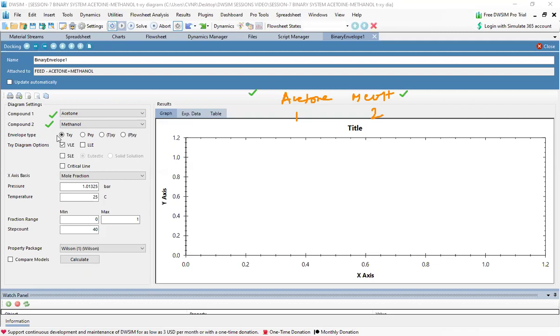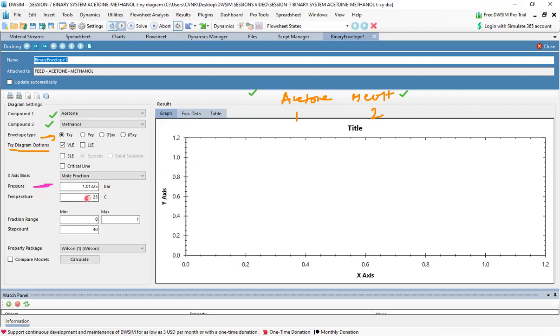I want to plot, what do I want to plot? I want to plot TXY. Okay, this is the TXY diagram now. The TXY diagram options, VLE. And the pressure, you can see the pressure, what is given here? The pressure is chosen here as 1.013 bar. Yeah, so this is the pressure.